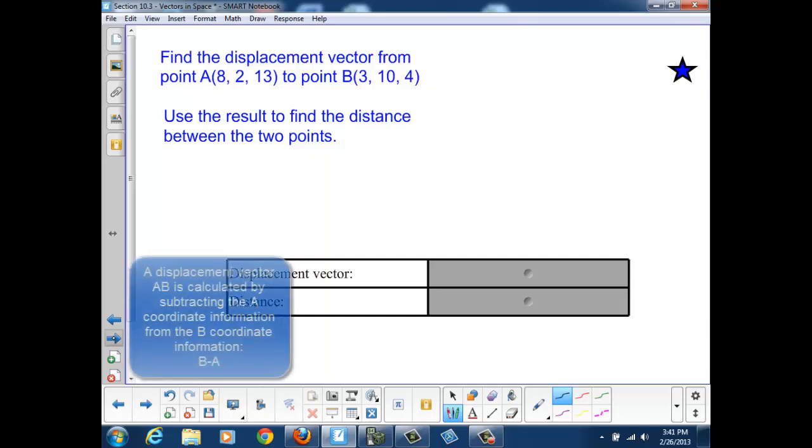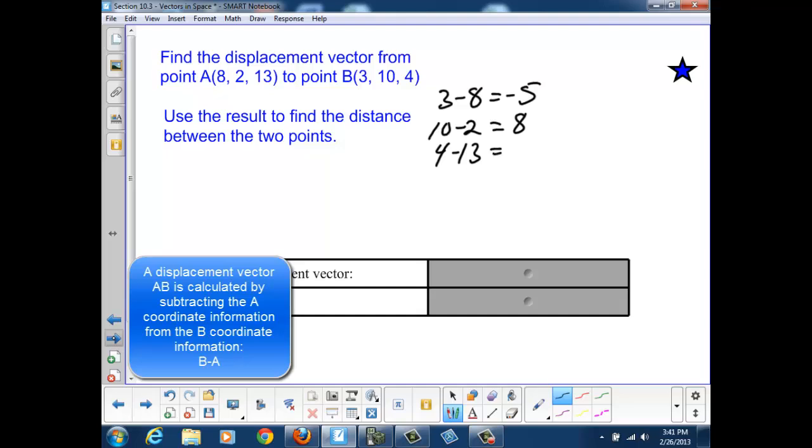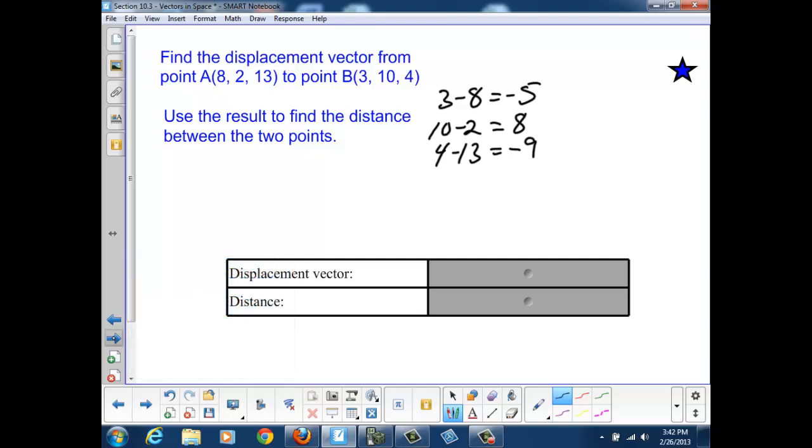So I started at 8 and ended up at 3, so my x information is 3 minus 8, which is negative 5. And then I went from 2 to 10, so I traveled 8 units in the positive y direction. And then I started at 13 and ended at 4. So 4 minus 13 means I traveled negative 9 units in the z direction. So my displacement vector then would be negative 5i plus 8j minus 9k.